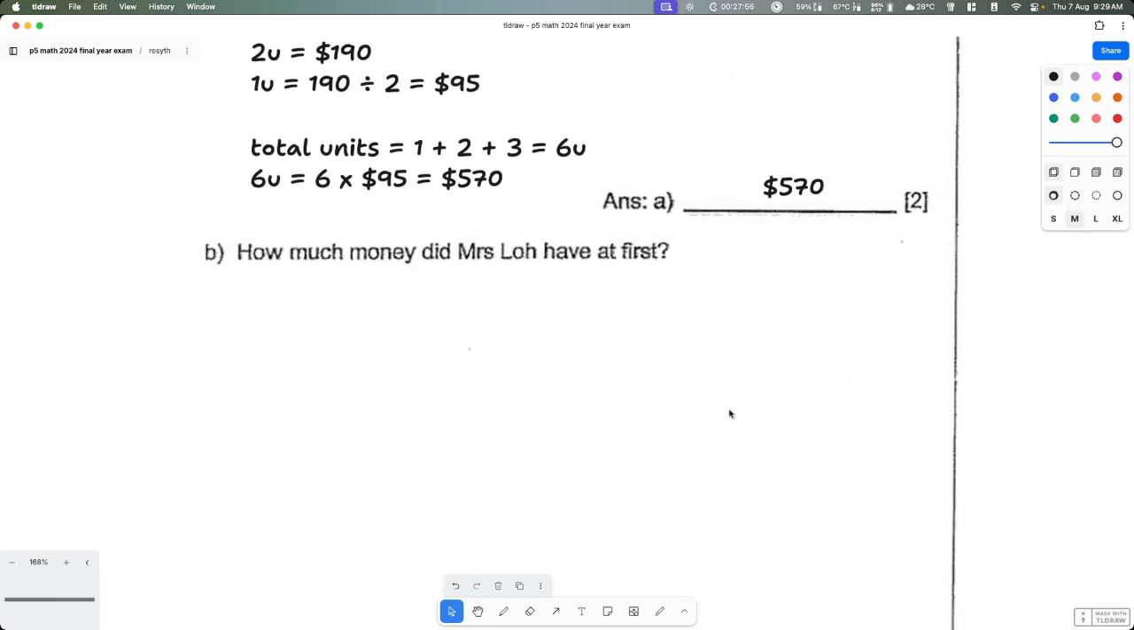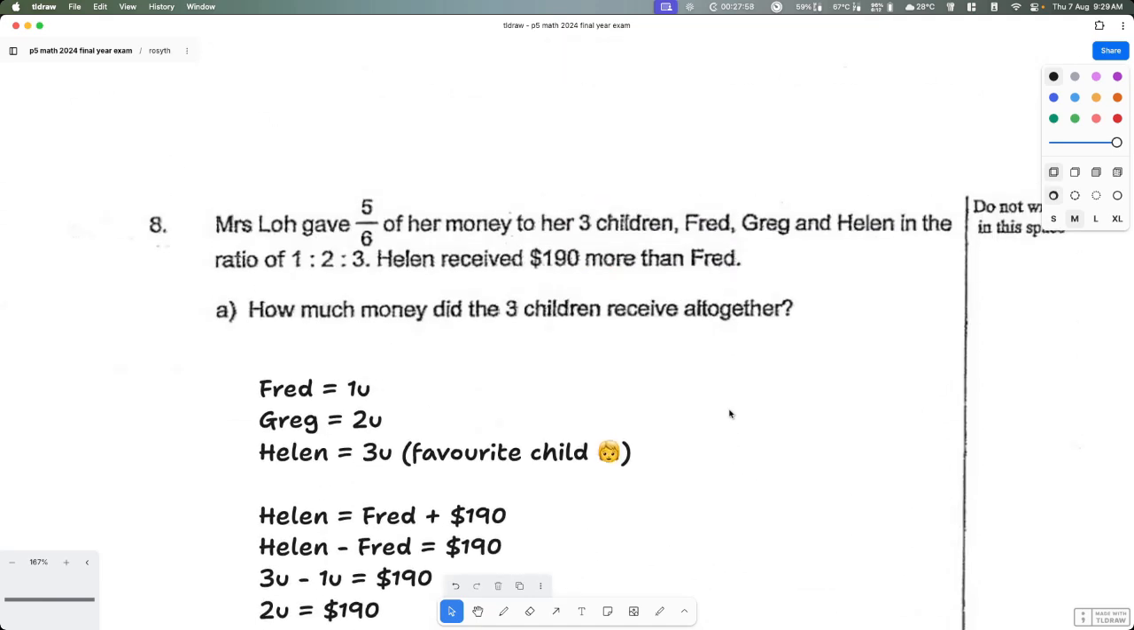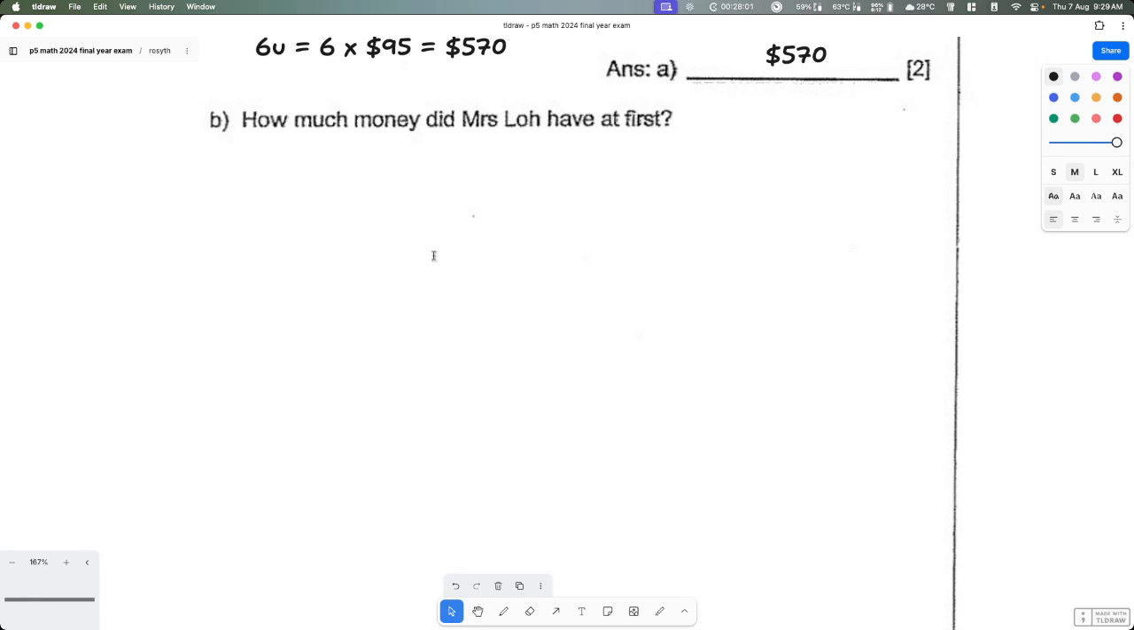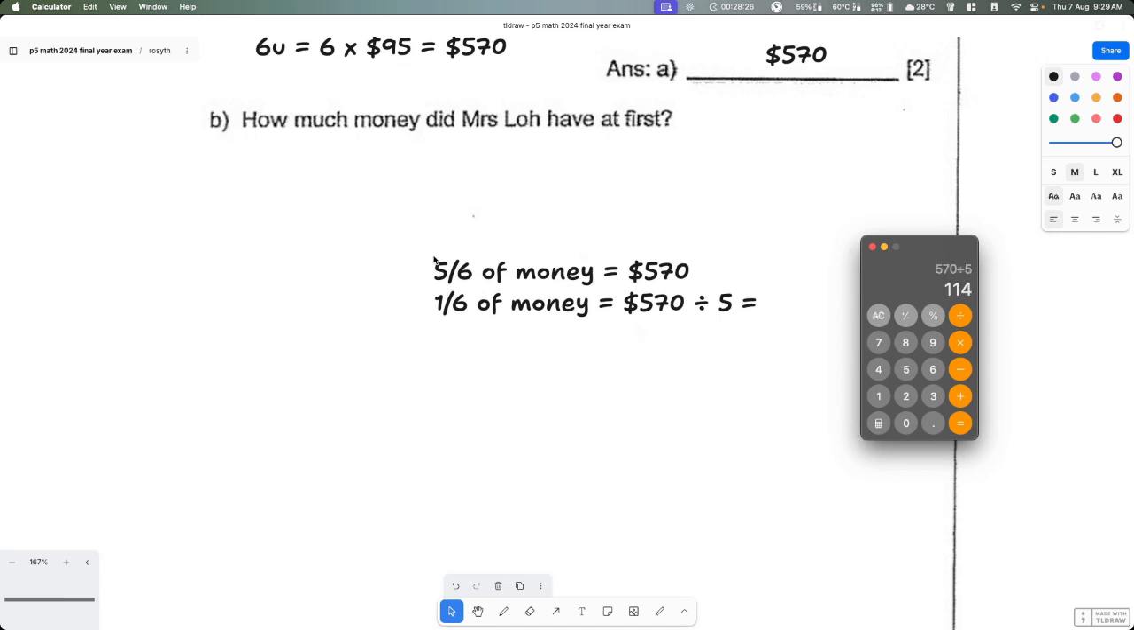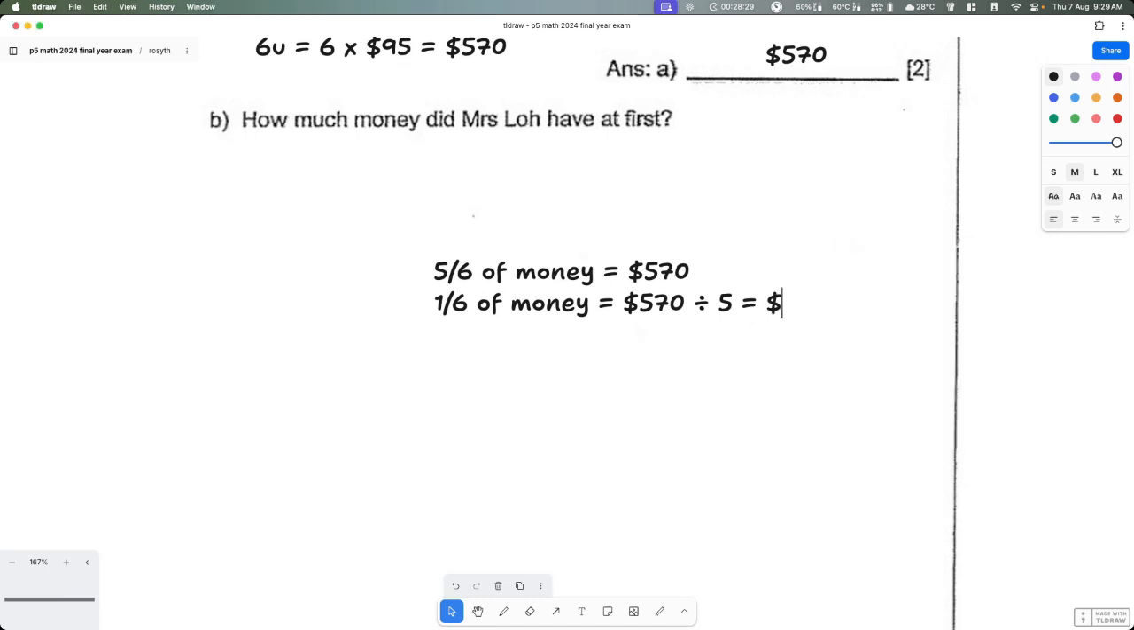Okay, next one. How much money did Mrs. Low have at first? So 5/6 of money is equal to $570. So 1/6 of money, then we just divide by 5. Actually I can just copy the whole thing. And then we divide it by 5, and this will give us 570 divided by 5, $114.